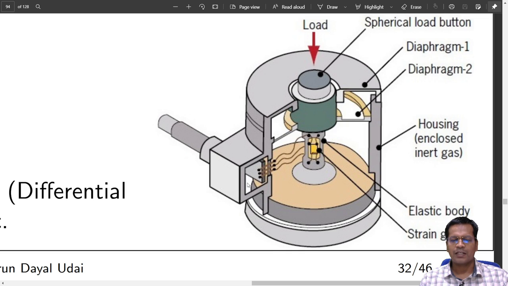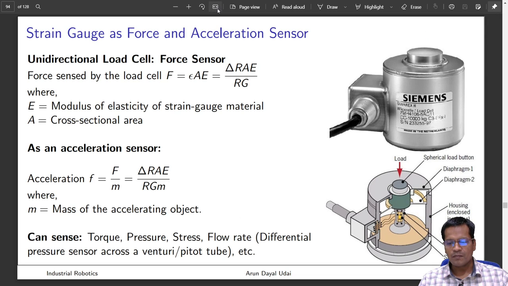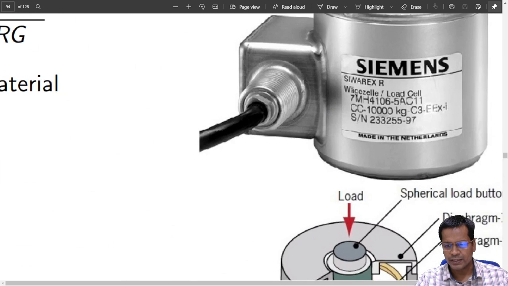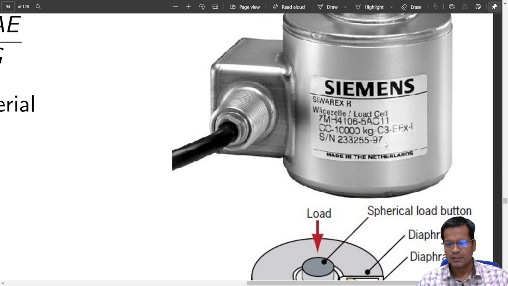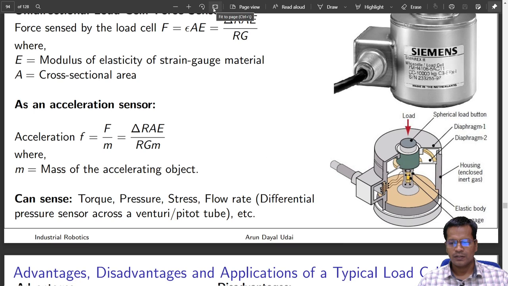Now all the electrical connections are transmitted to a longer distance. So this is how it is made. Okay. So externally it looks like this. What all parameters does it say? Almost 10,000 kg. Huge capacity. It can be of huge capacity, known as load cell, unidirectional. That's all. So at least this much of information is here.